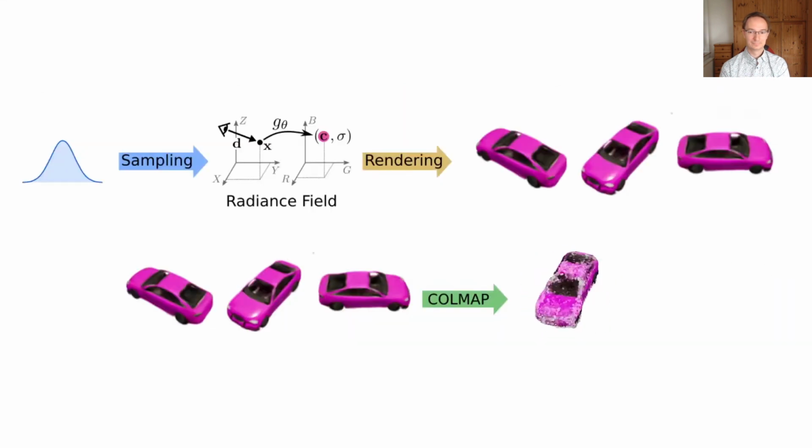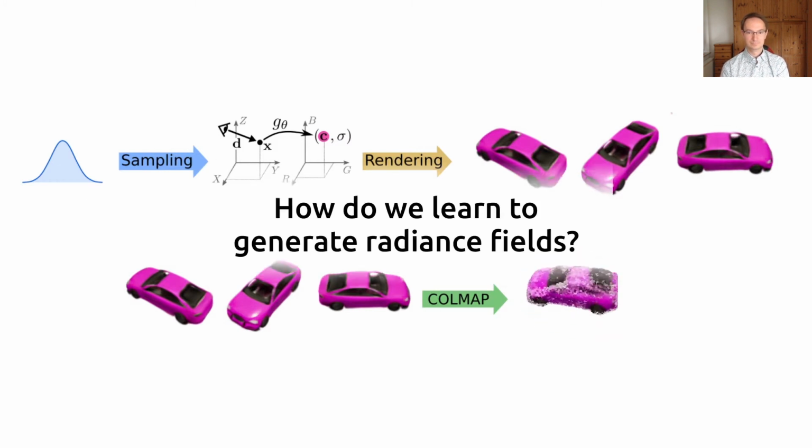Inspired by neural radiance fields by Mildenhall et al., we propose generative radiance fields to replace voxel-based with continuous representations. This scales better to high resolution, avoids a learnable projection, and allows generating 3D consistent images from 2D images only. So how do we learn to generate radiance fields?